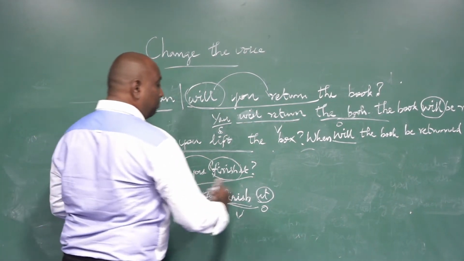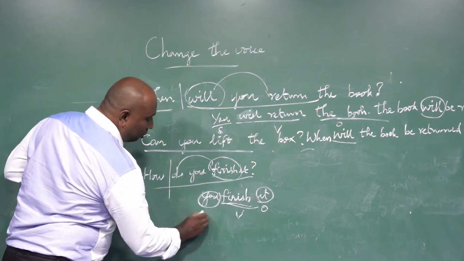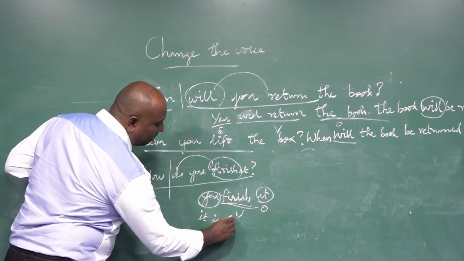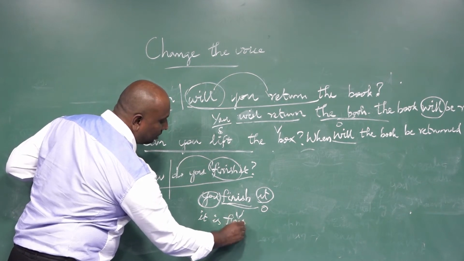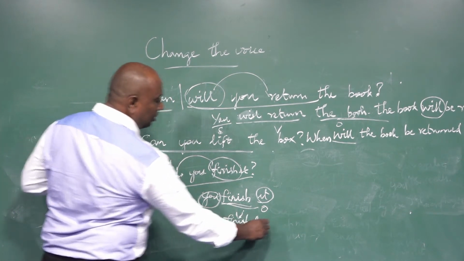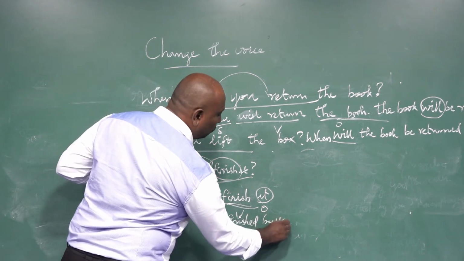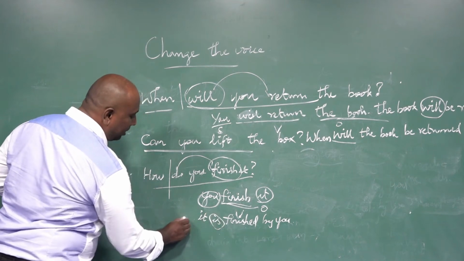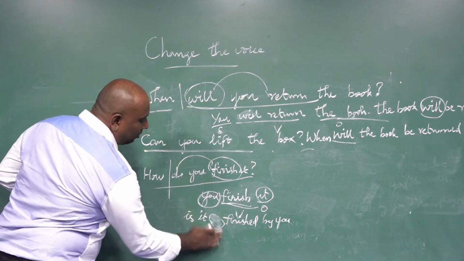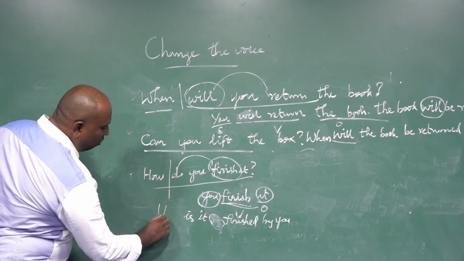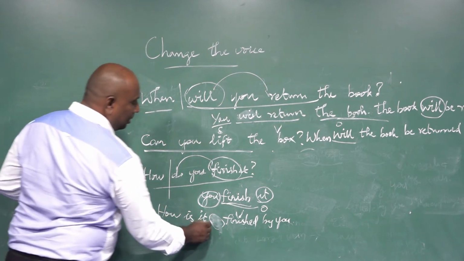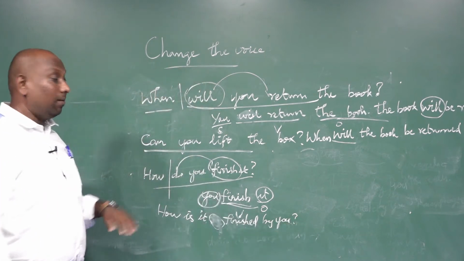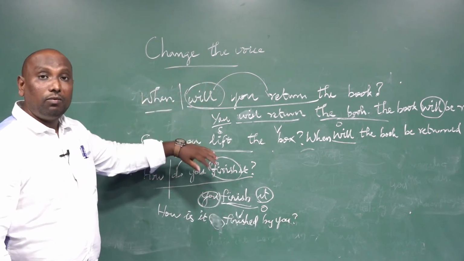While making a simple present sentence passive, what is required? The object will come in the place of the subject: it is finished, finished by you. Now make it a question. How do we make it a question? This auxiliary should be written here: is it finished? Then the question word: how is it finished by you? Question mark.